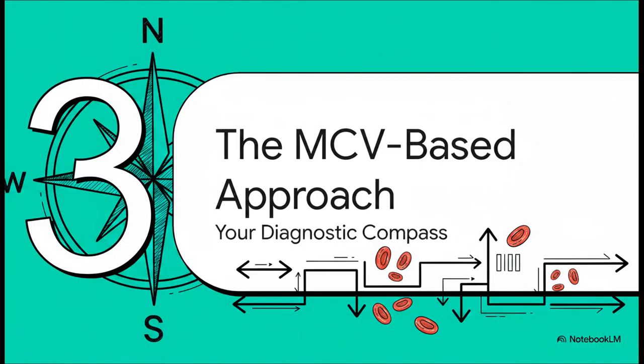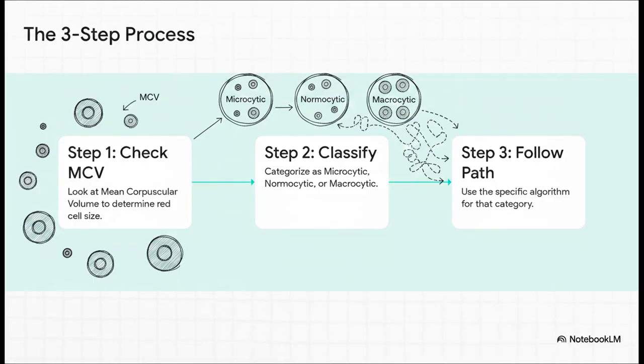All right, so you've confirmed that your patient is actually anemic for their age. Now what? Now we bring out our most powerful tool, the MCV-based approach. This is the simple, universal framework that we all use to classify anemia. It's basically a 3-step process.